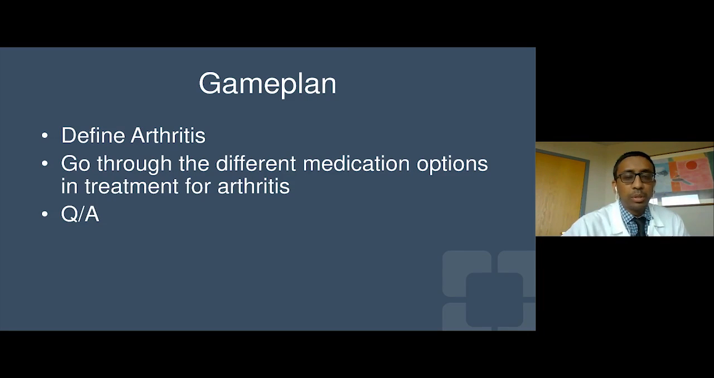So the game plan will be, first, I always like to give a background and define arthritis, define what we're treating and what we're doing, and that helps us to get the background information. That way we can figure out why we are treating with certain things. And then we'll go through some of the different medication options that generally would be discussed with a primary care provider, an orthopedic, perhaps a rheumatologist. And then, as Kelly said, we will have a little bit of time for Q&A at the end there.